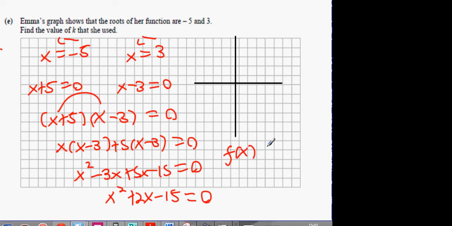And what's the k value there for, guys? K value is minus 15. Is that okay? Minus 15. Let's continue.